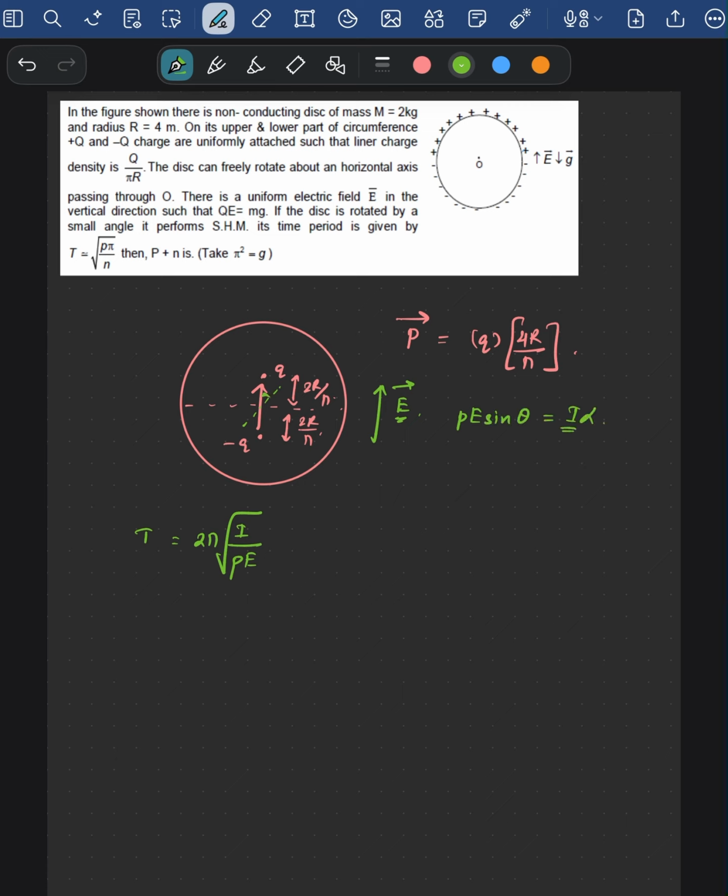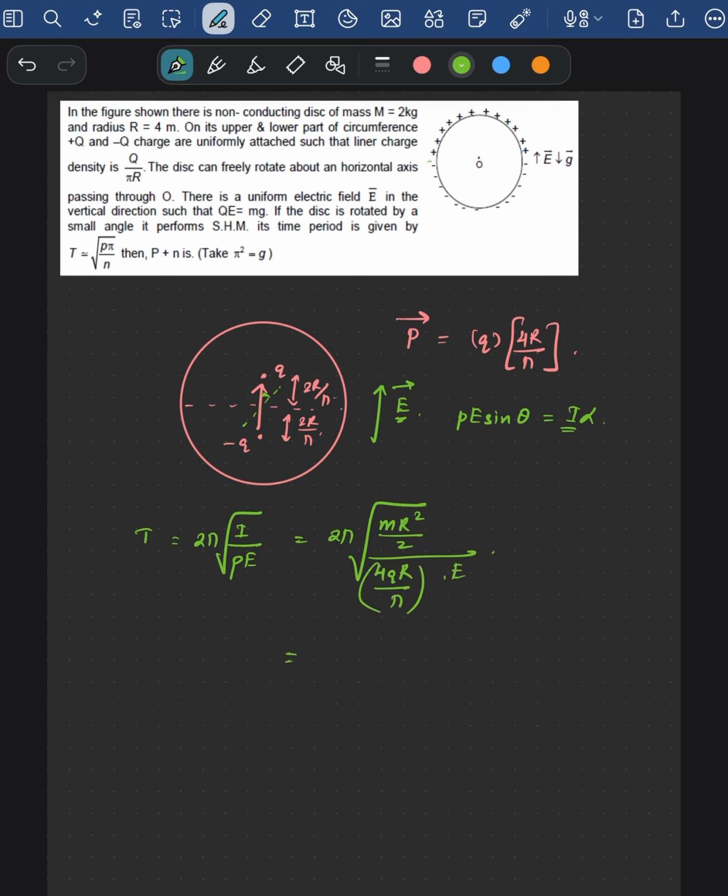This I is because of the distribution of mass. Even though charge is distributed on the circumference, it is the entire disk which is rotating, the entire mass of the disk. So the I value we need to consider here is the I value of a disk. With that kept in mind, let's substitute values. This will be 2 pi under root of mr squared by 2 divided by pE, and the p value was 4qr by pi, into E.